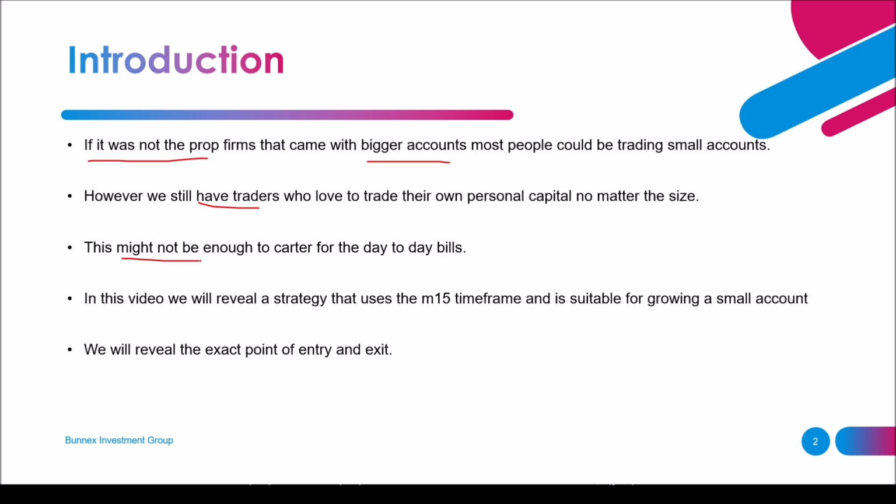So this might not be enough to cater for the day-to-day bills, because if you plan to get approximately 5% per month on a $100,000 account, you will actually be earning around $50, which is not enough even to pay for an internet bill. In this video, we will review a strategy that uses the M15 time frame and is suitable for growing a small trading account. We'll review the exact point of market entry as well as exit.